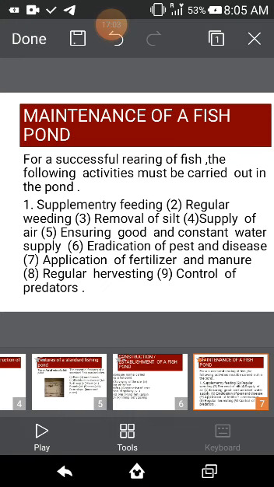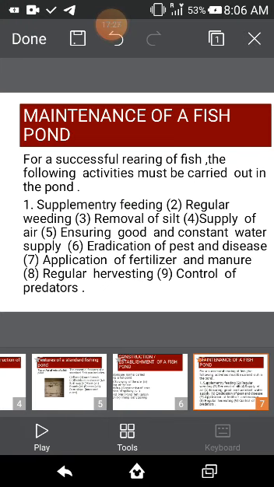Supplementary feeding. In supplementary feeding, especially in the commercial intensive farm, the feeds given to the fish should be rich in vitamins, proteins, carbohydrates, and other fish food substances.